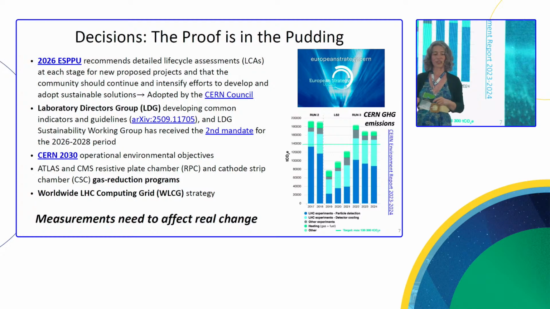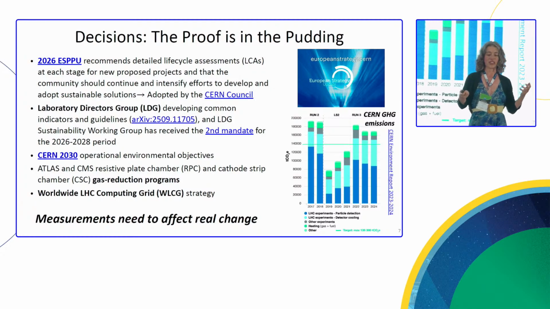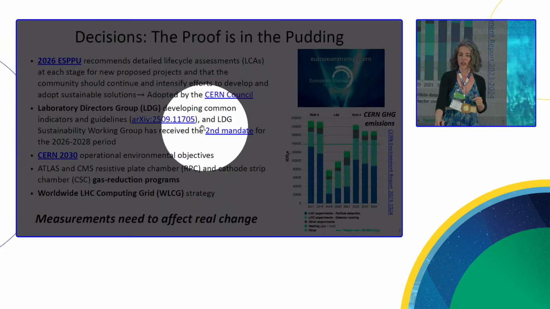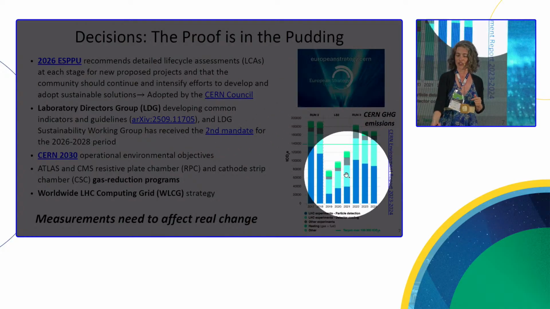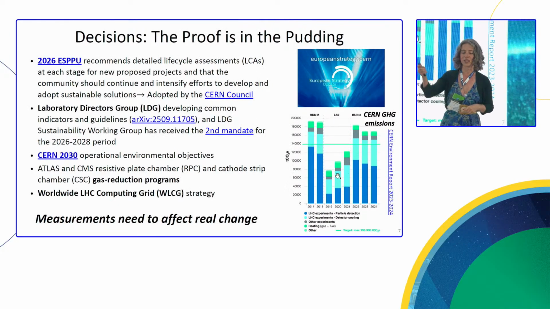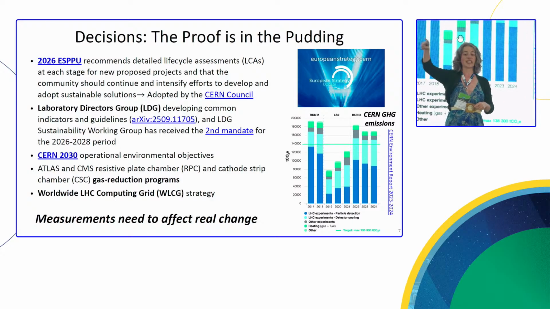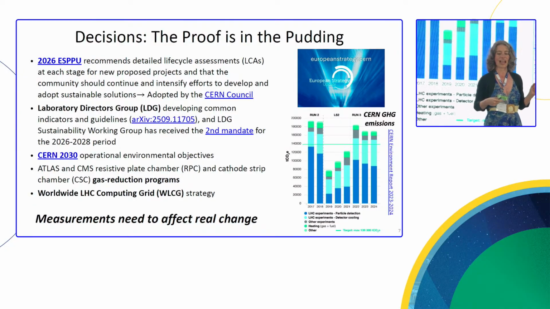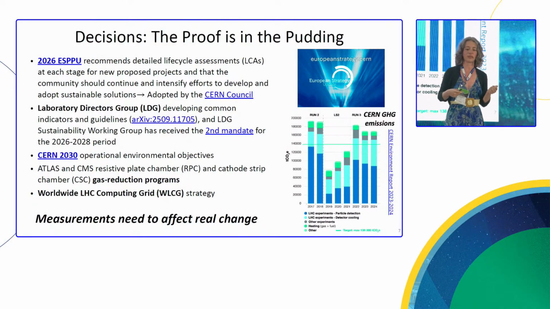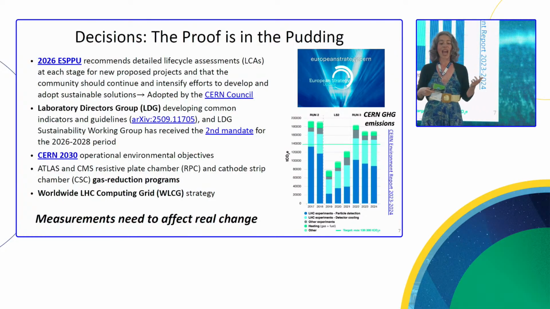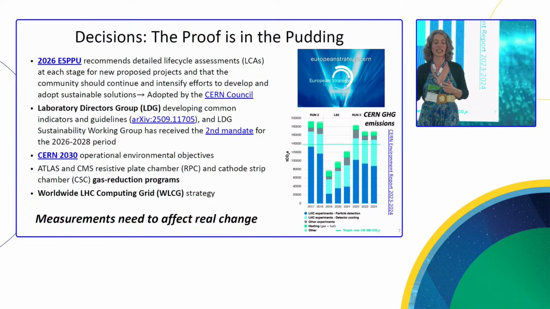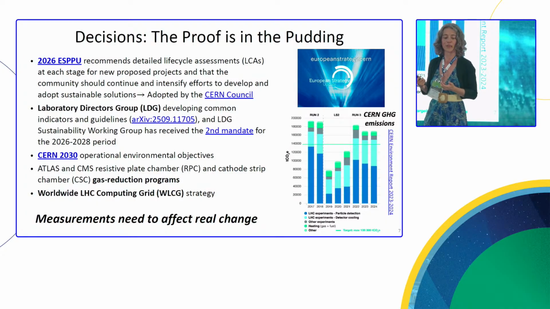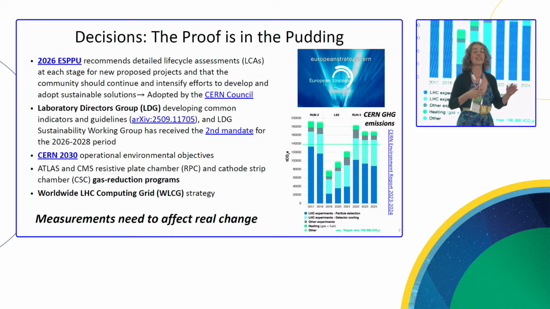Also, there's CERN 2030, which has operational and environmental objectives. So the plot on the right here shows you the CERN greenhouse gas emissions per year, and the target is the green horizontal line. Also on the experiments, so ATLAS and CMS have resistive plate chamber and cathode strip gas reduction programs. And on the computing side, we have the Worldwide LHC Computing Grid, the WLCG. This has a strategy for sustainability as well.